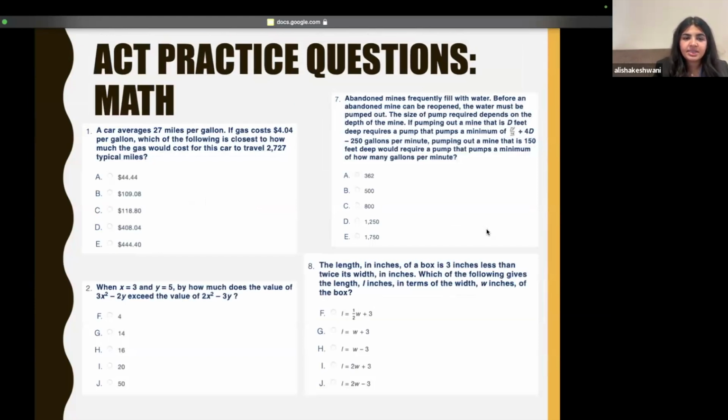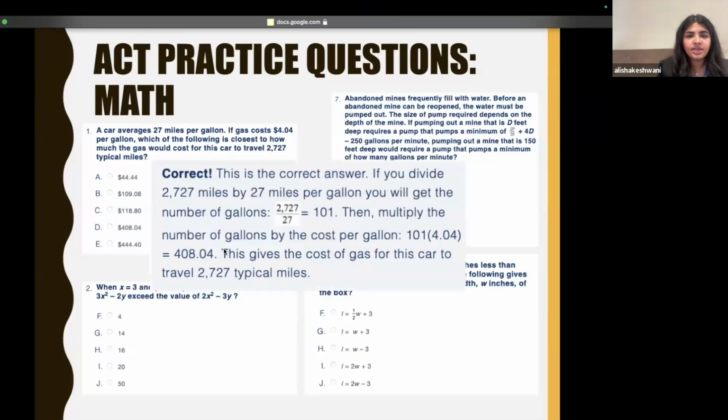Okay, and now for some ACT math questions. If everyone wants to try number one and put their answer in for that. Okay, so now for number one, the correct answer here is going to be 101. If you divide the total number of miles, which is 2,727, by the 27 miles per gallon, you get 101. And then you're going to want to multiply that by the cost per gallon, which is going to get you 408.04, which is the total cost.